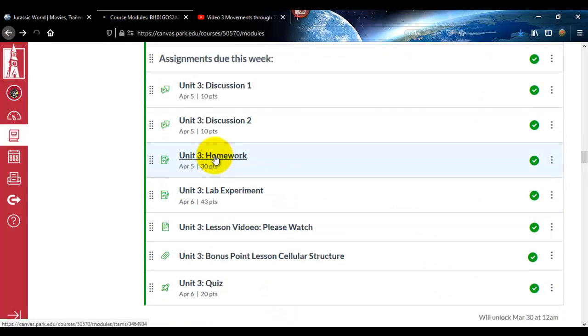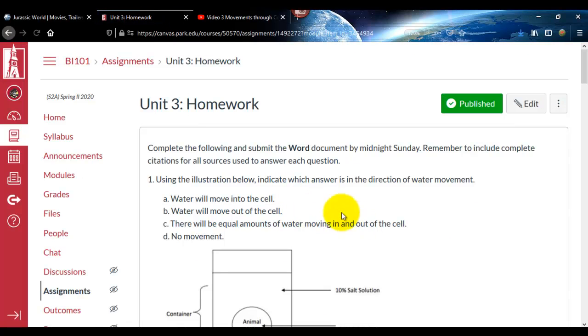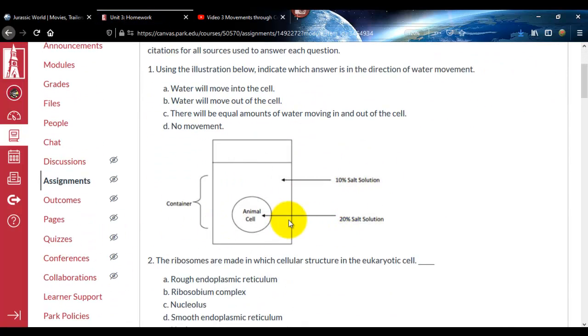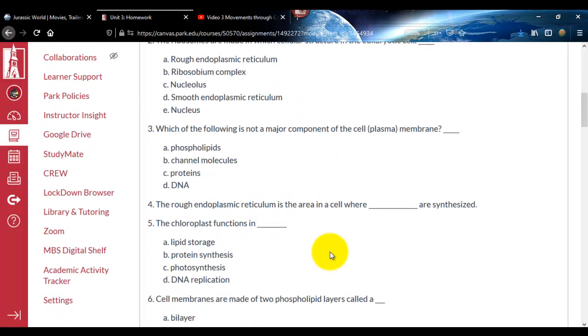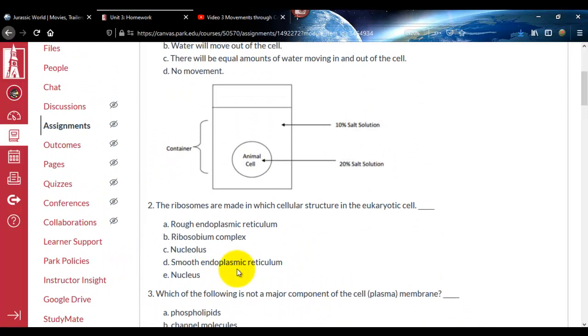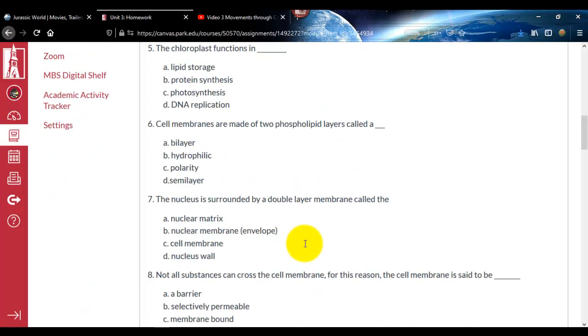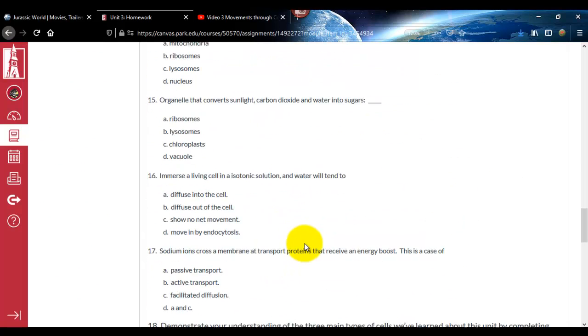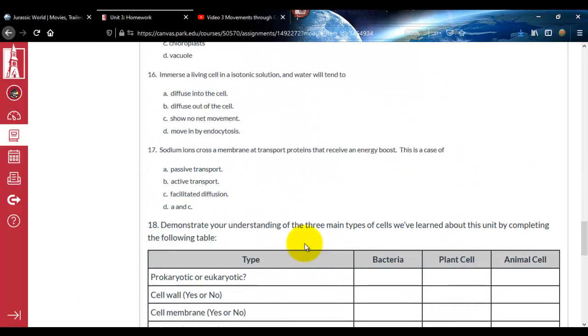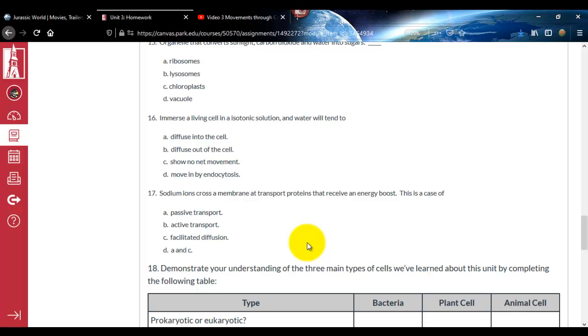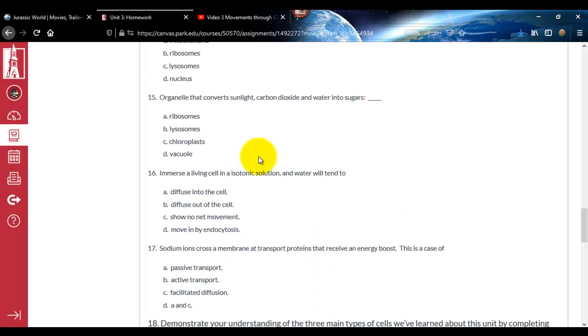The homework is more of the questions. This is a question about osmosis and osmotic pressure. These are organelle questions. If you want to highlight these or underline them, some of you have been writing in the letters, that's fine. If we go down, it looks like there are 17.